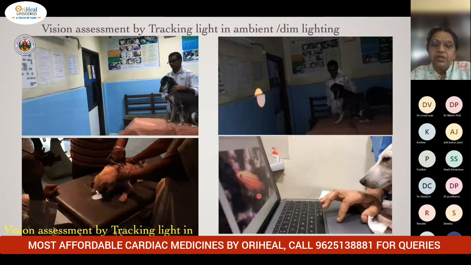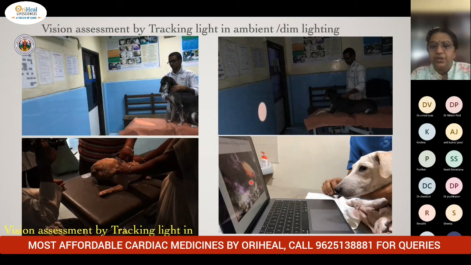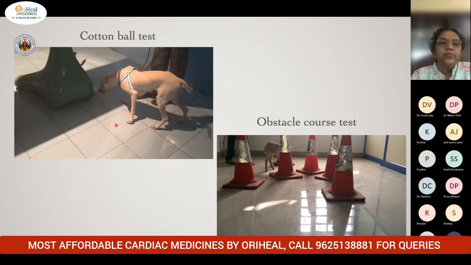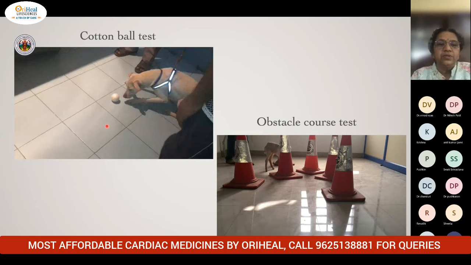You can make some fish or aquarium-like thing, make the fish move, and check whether they are able to track the fish. So these are all some vision assessments you can practice in your clinic. Then the cotton ball test. Why is the cotton ball test used? Because it will not make any sound, and the cotton ball, and this is a thermocol ball, can be used to track whether the animal is able to see it. Okay, so that vision is normal.